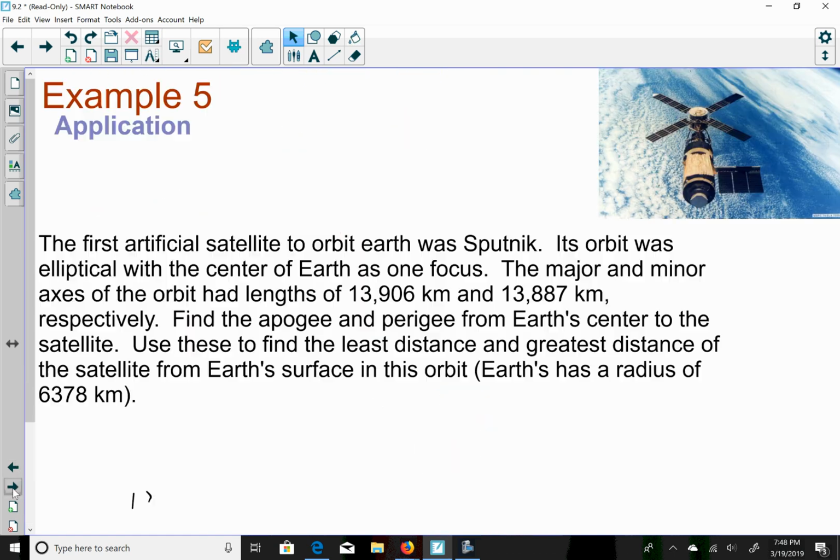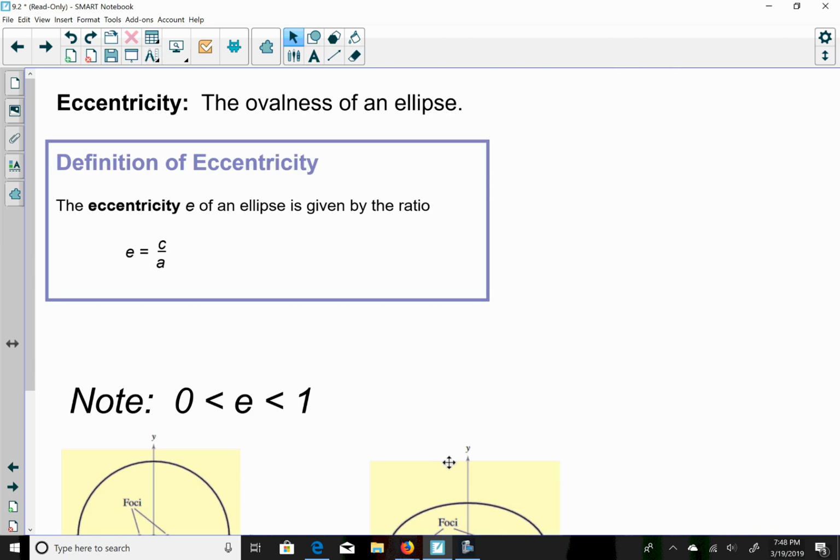So now the last thing we're going to talk about is eccentricity. All eccentricity is, it tells me how elliptical my ellipse is. In other words, the ovalness of an ellipse, I guess is the best way to say it. Very simple formula. Eccentricity is just equal to c over a. That's all there is to it.